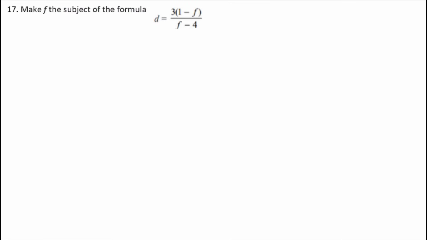Make F the subject of the formula. Now you need to take care with this one because actually F appears in two places. It's down here and up here. So it's one of the hardest sorts of rearrangements that you need to do. And it's going to involve some extra steps. Right, so the first thing I'm going to do is cross multiply the denominator. So I'm going to multiply through by this bit down here. So I'm going to multiply both sides by F minus 4.